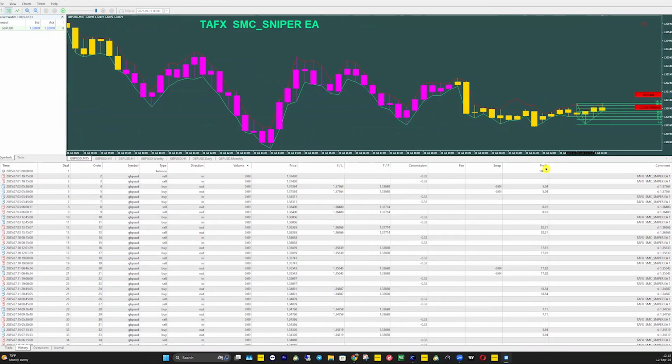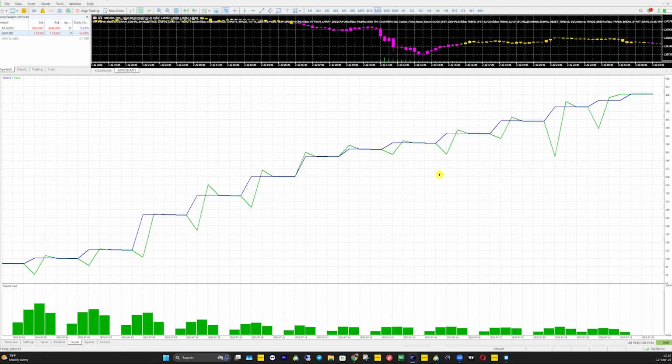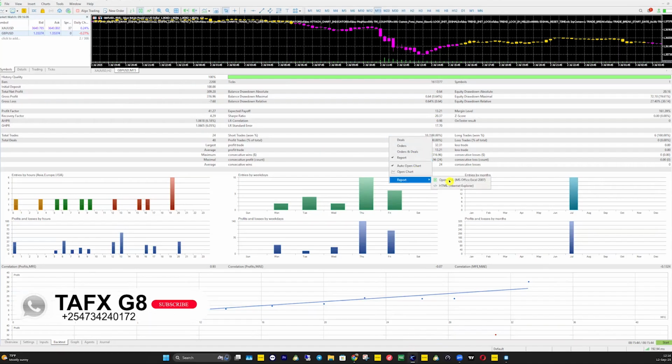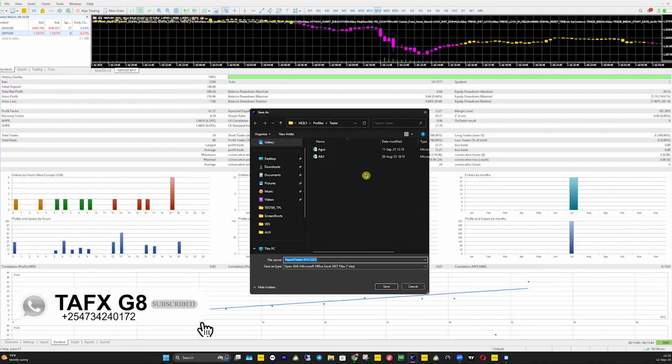From $100 balance to $400. So let me show you how you save this into Excel, because this is where you will find, after it has finished the back testing, it will bring up this area, the back testing. Now you can see the result here. We have gross profit, we have total net profit, and the deposit was $100. Then you can right click, you go here to report and open your Excel.